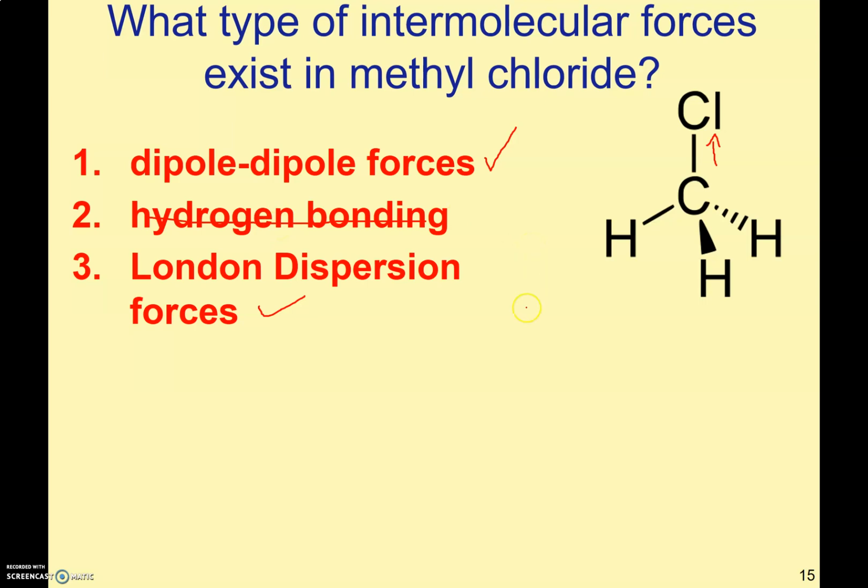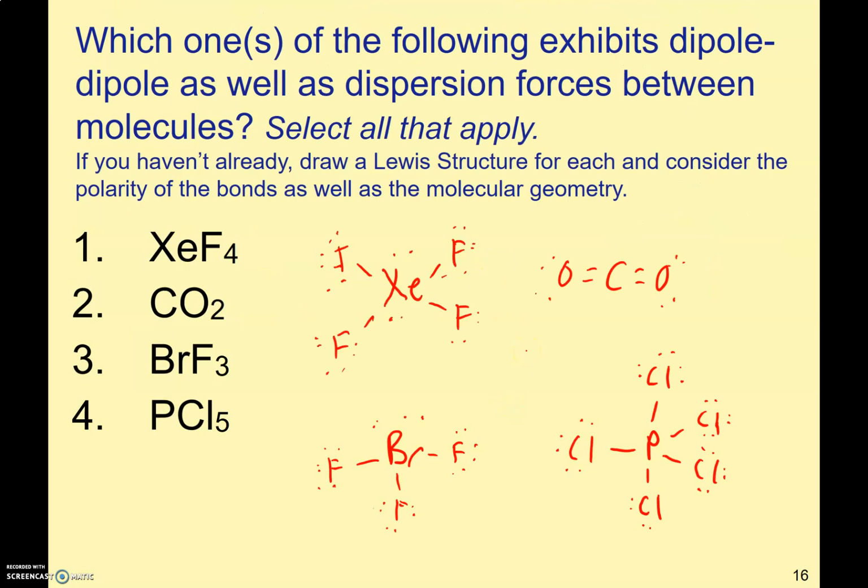But the point here, and I want you to take pictures of the slide and write down the point, is that all molecules, no matter what, have London dispersion. And all polar molecules have dipole. So every single molecule has London dispersion, but only polar molecules have dipole. And then there's a special type of dipole, which we just went through, called hydrogen bonding, that only some molecules have.